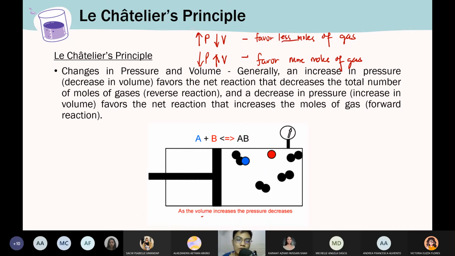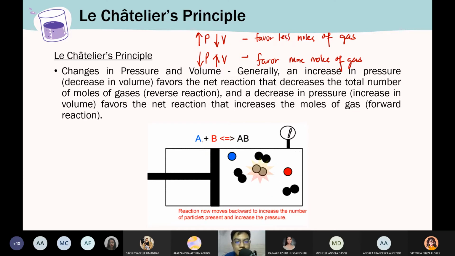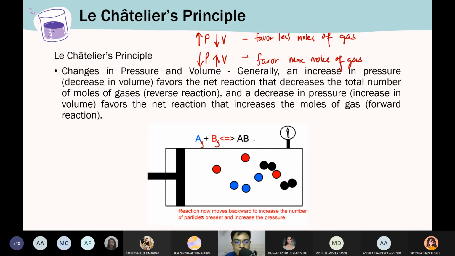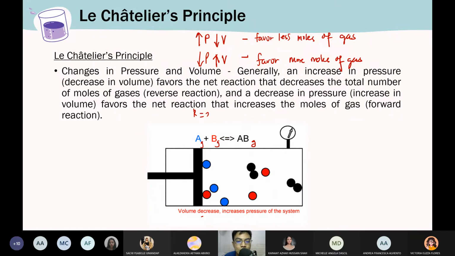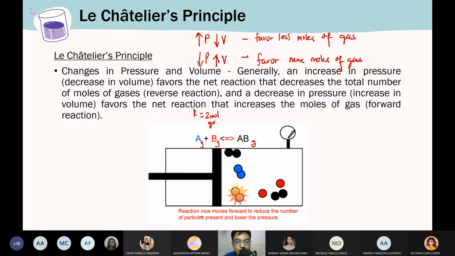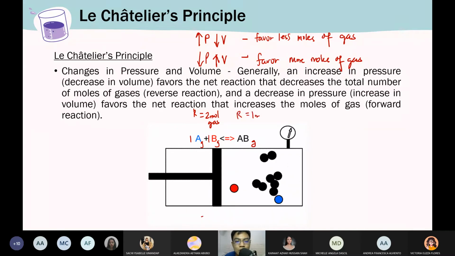What do I mean by more or less moles of gases ba? Suppose these are gas species, no? So A, B, and AB, gas silang tatlo. So for the reactant side, you have 2 moles of gas. So 1 mole of A, 1 mole of B. But in the product side, you have 1 mole of AB.